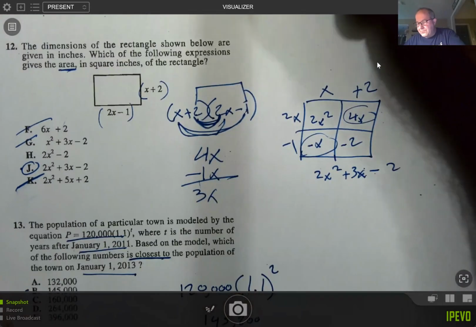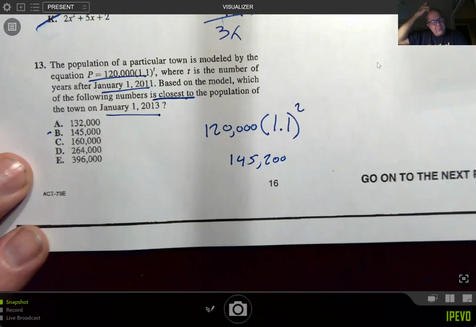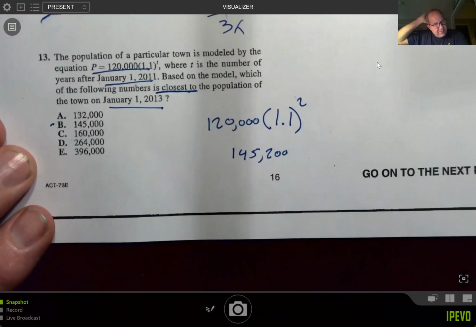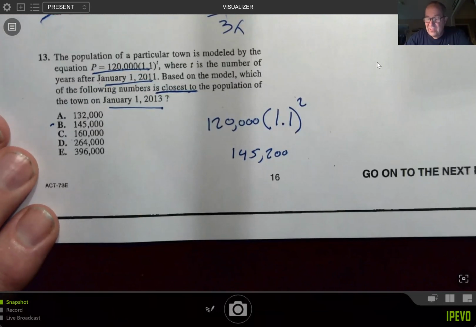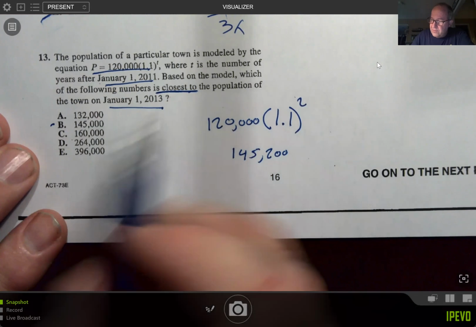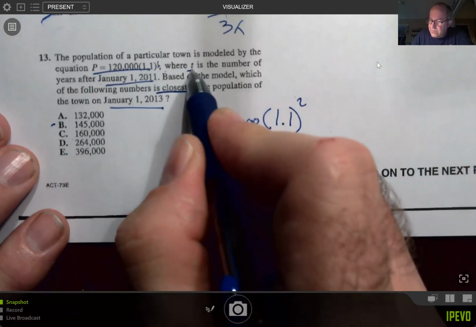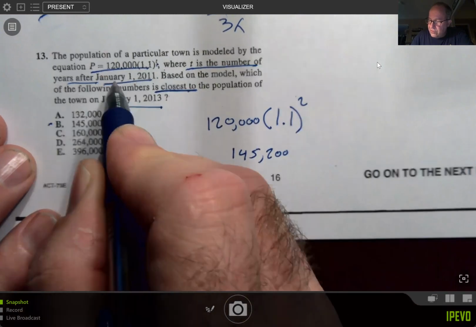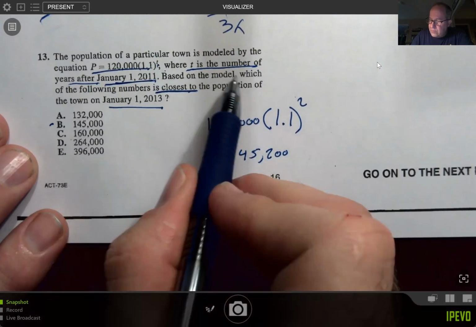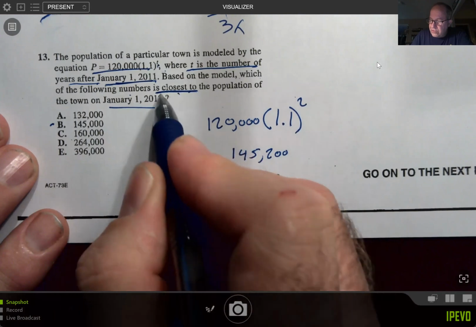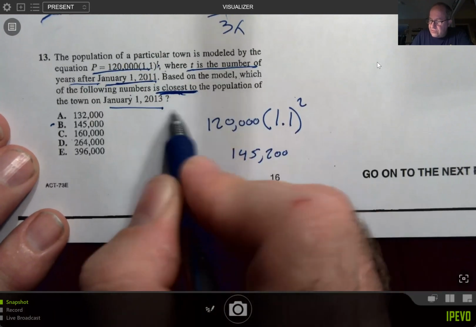Okay. Some people think, Miss Wynn, you're not really supposed to use the calculator on the ACT for math. They say you can, but you don't need to. Well, this one, you kind of need to. They're giving you a formula. And T, right here, T is the number of years after January 1st. They want to know which of the following is closest. That's a big word here, closest to the population in 2013.